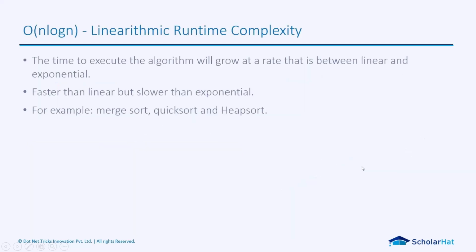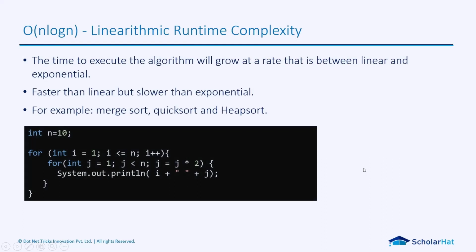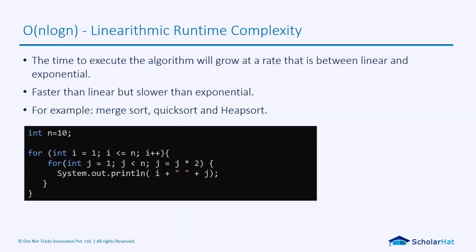Next up, that is O of n log n, that is logarithmic runtime complexity. So the time to execute the algorithm will grow at a rate that is between linear and exponential. So here the graph of that is linear and log together. So faster than linear but slower than exponential. For example, this is going to be used in merge sort, quick sort and heap sort.